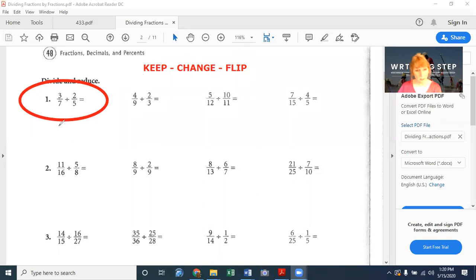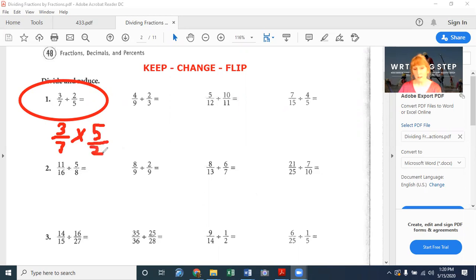3/7 is going to stay 3/7. We are going to change the sign from division to multiplication. And we are going to flip the second fraction. So that means take the reciprocal. So we're going to put the 5 on top and we're going to put the 2 on the bottom.